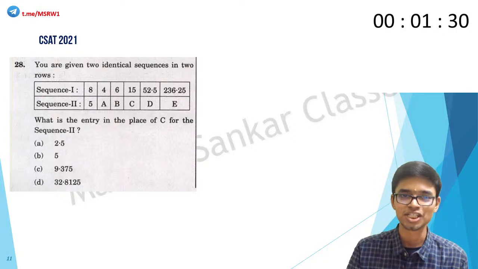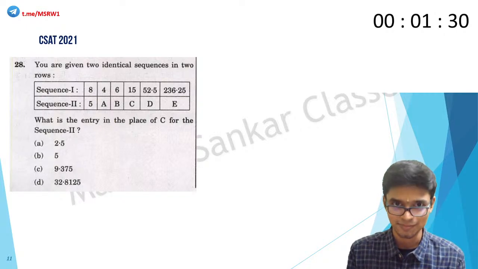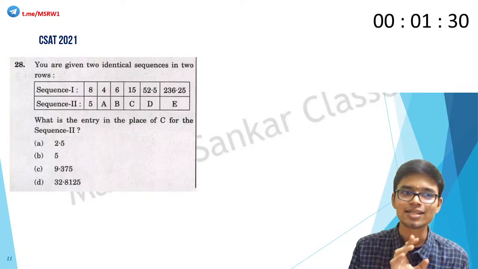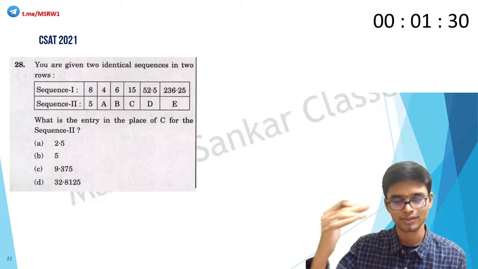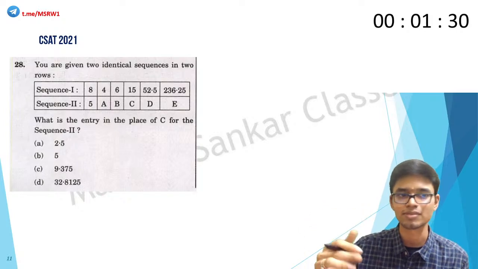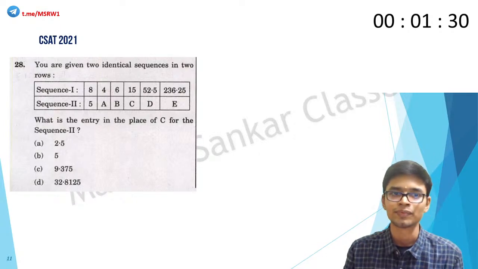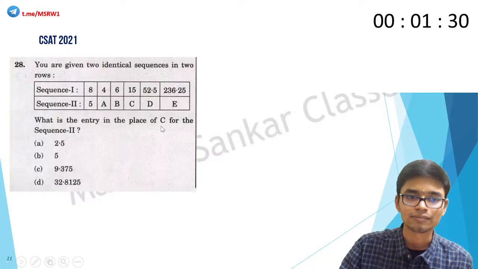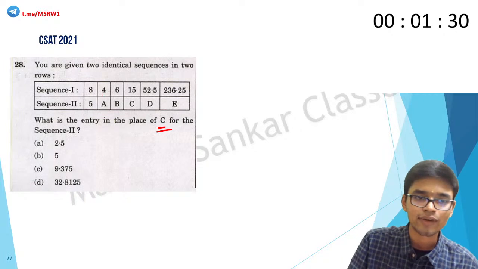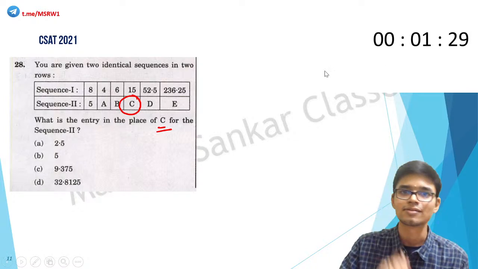Question 28. Another kind of question. Again, in order to solve this question, you have to be patient. You can easily get this question, but you have to think and be patient. You are given 2 identical sequences in 2 different rows. Sequence 1 is to give you a logic to go on. You can recognize a logic from sequence number 1. Apply the same logic in sequence number 2 to get the answer. And the question asks what comes in the place of C. You have to find out the value in this position. I'm going to start the timer, 1.5 minutes.